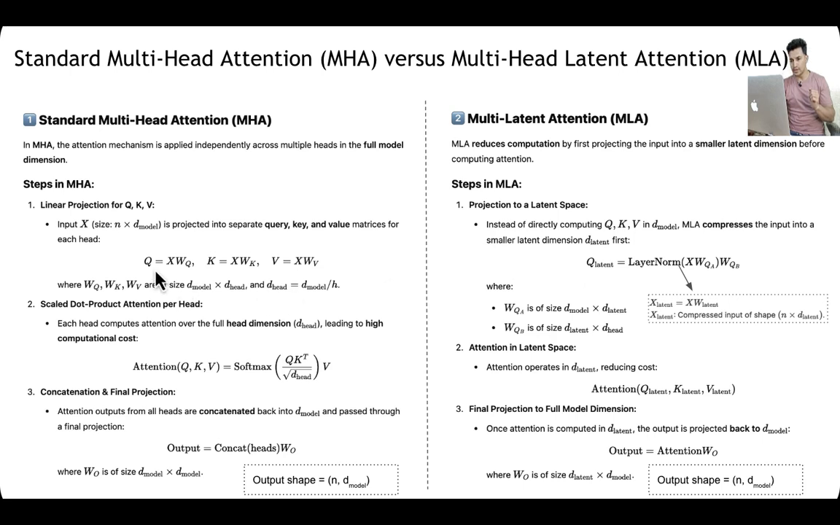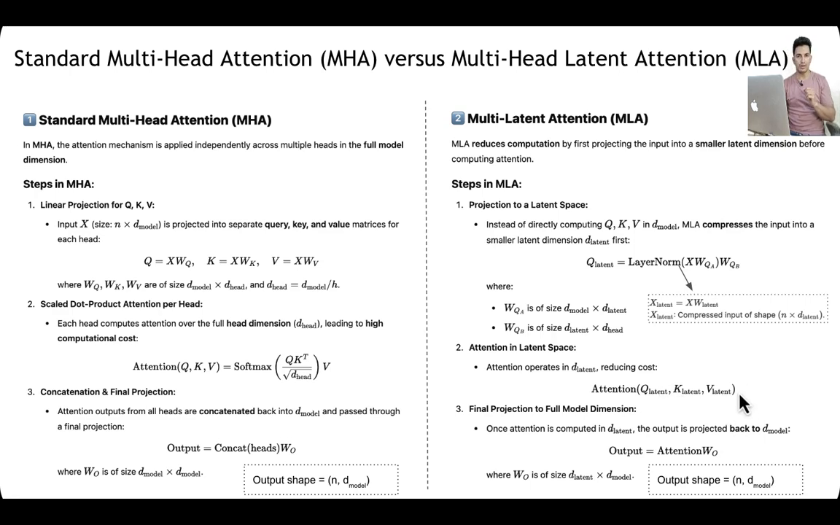Now you will calculate Q, K, V, everything in that latent space, and the size of these matrices will become D model cross D latent. Previously it was D model cross D head, now it will become D model cross D latent. Next you do the attention calculation, and finally you project it using one more matrix of size D latent cross D model. Finally when you project, you get back N cross D model only. The output projection is the same, just that all the calculations are done in the latent space.